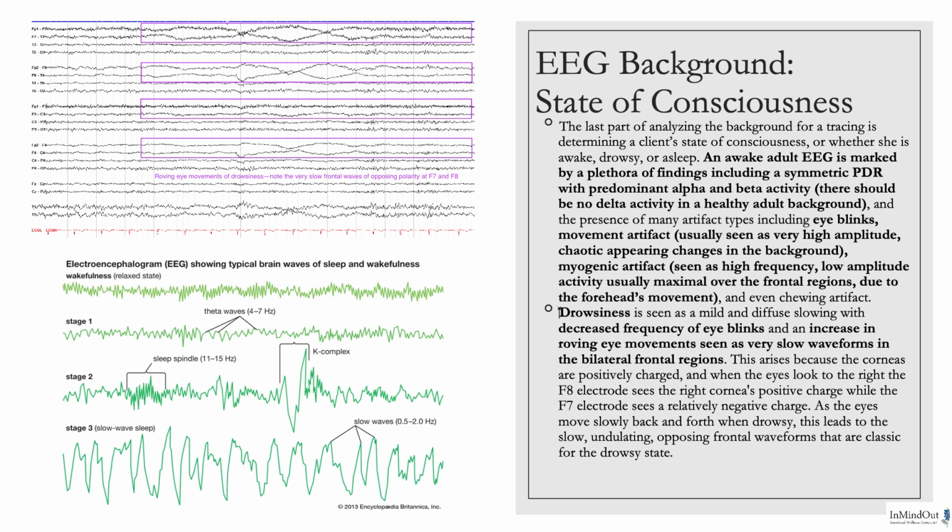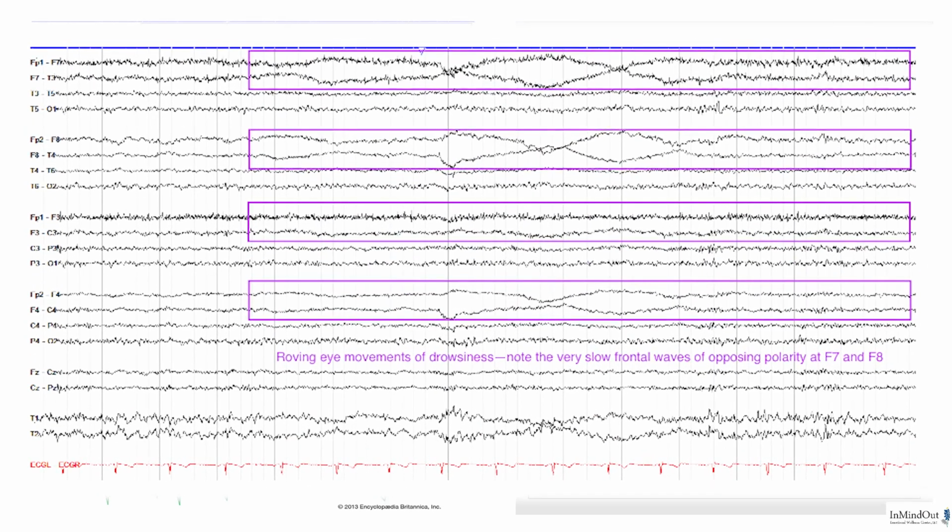But if we see things like we see right here, these are roving eye movements, which are commonly seen in people who are drowsy and about to fall asleep. So the eyes move back and forth very slowly. And again, that is an indication that somebody's drowsy.